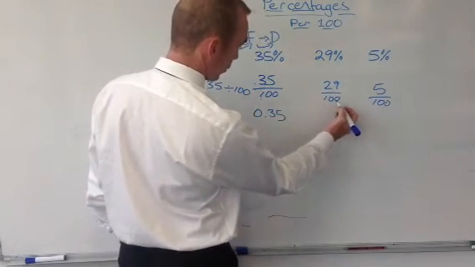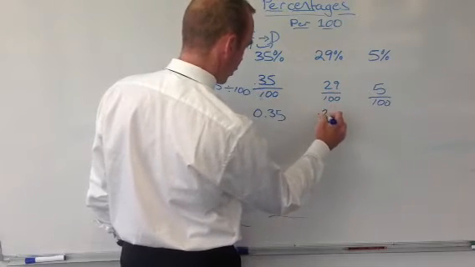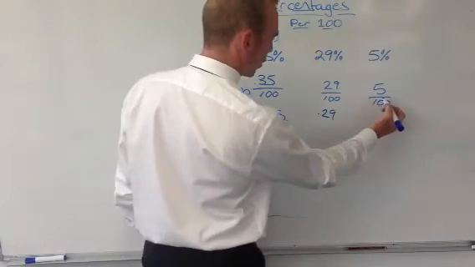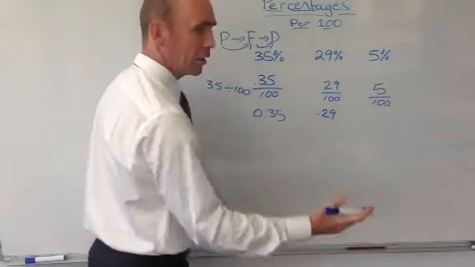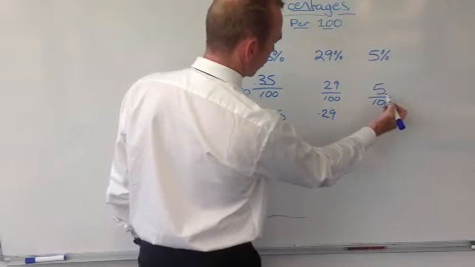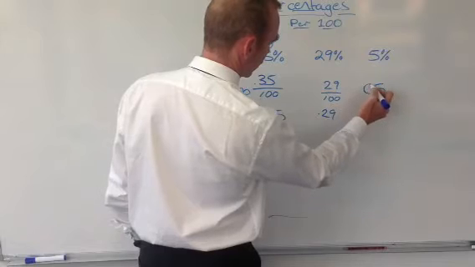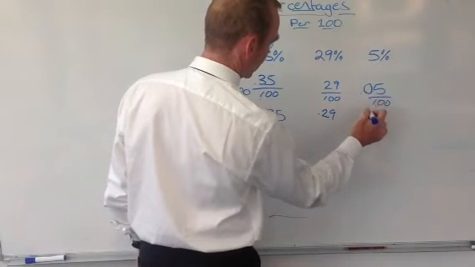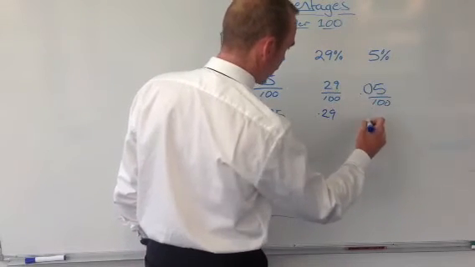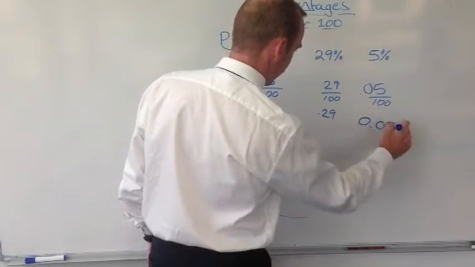So with this one, same sort of thing. I can march back 2 places and it becomes 0.29. This one here, march back, hello, I haven't got 2 places in my number up here. So when I march back my 2 places, there's 1. I need to fill this place with a 0 and march back again. And this, 5%, as a decimal, is 0.05.